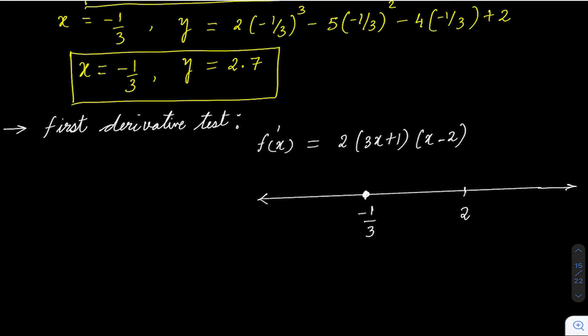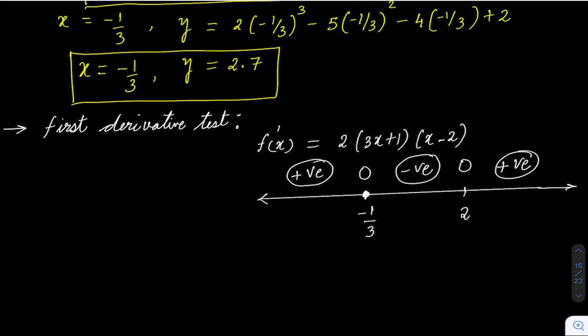So f dash x is obviously 0 at minus 1 over 3, and obviously it is 0 at x equal to 2. So what happens if x is greater than 2? Then you can see here, if x is greater than 2, you have a positive value of f dash x. So I can just write positive here, and it will be negative when it is between minus 1 by 3 and 2. And when x is less than minus 1 over 3, then f dash x is positive.